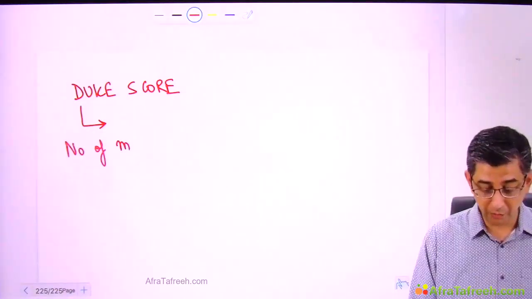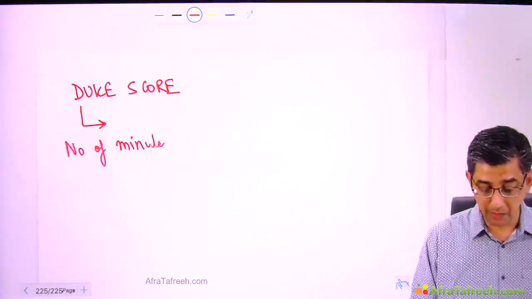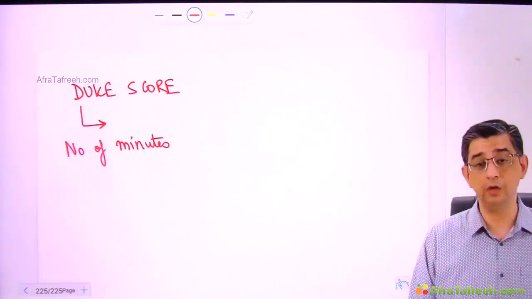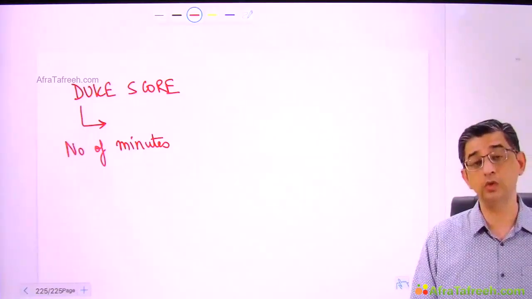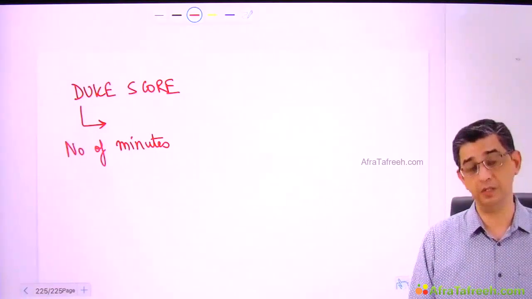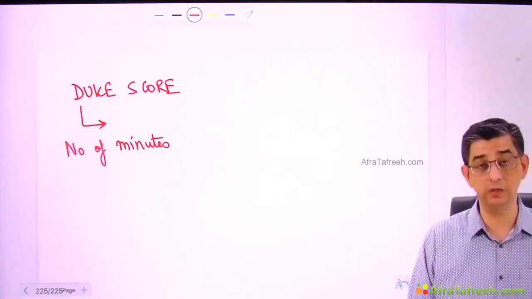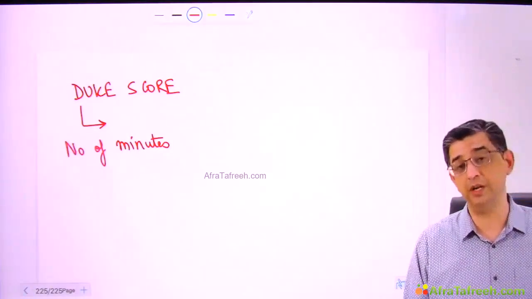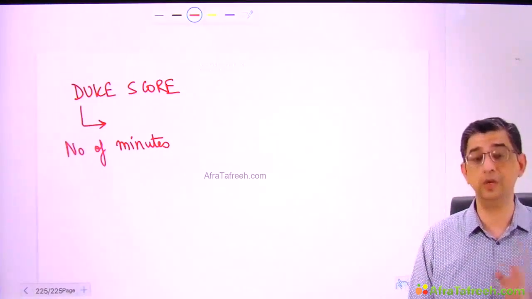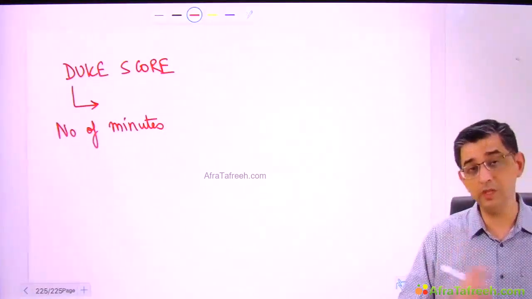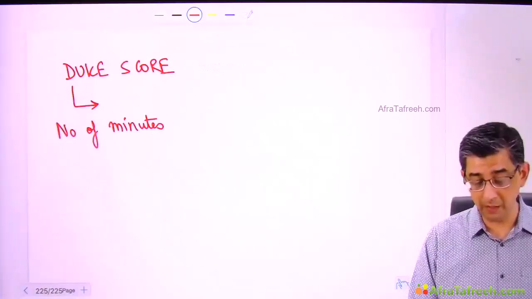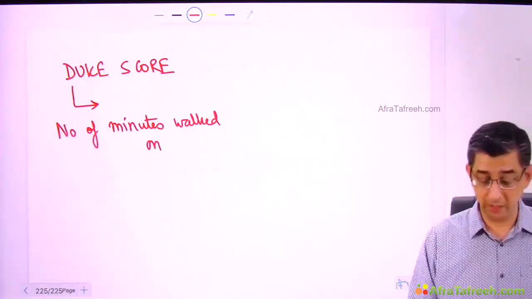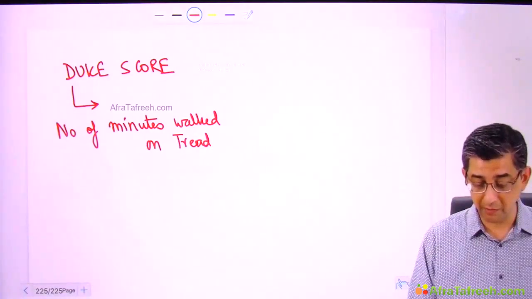I'm telling you the formula also, but in the exam, I don't think he will ask you the formula. He will simply ask you what Duke score is used for. Your answer will be: Duke score is used to evaluate severity of chronic stable angina. We will decide on the basis of Duke score whether a person will require bypass grafting, stenting of the coronary artery, or only medical treatment. So Duke score goes like this: number of minutes walked on the treadmill. It could be maybe 8 minutes, maybe 9 minutes, depending on the individual capacity of an individual.